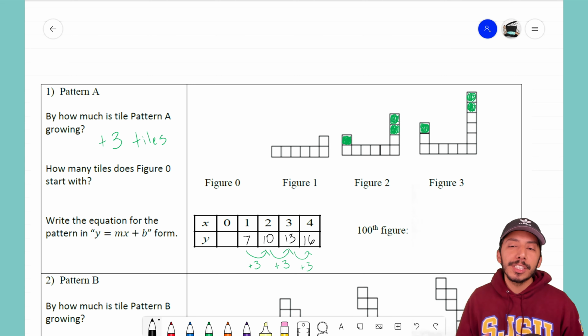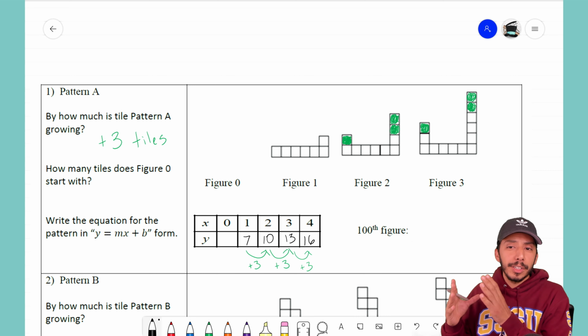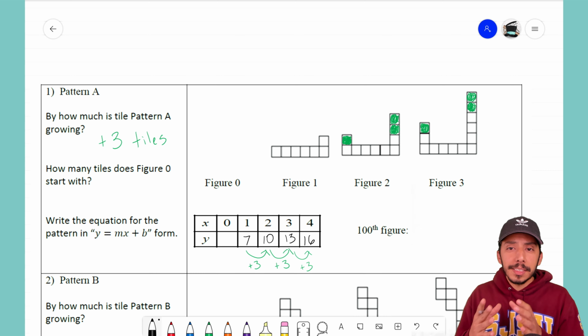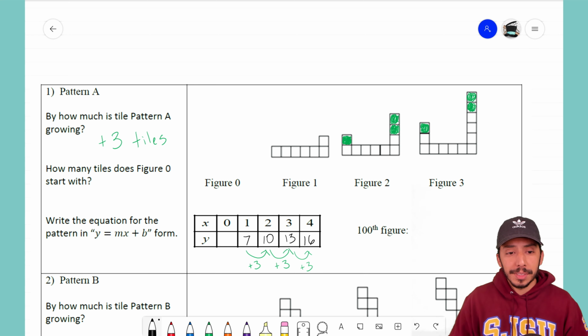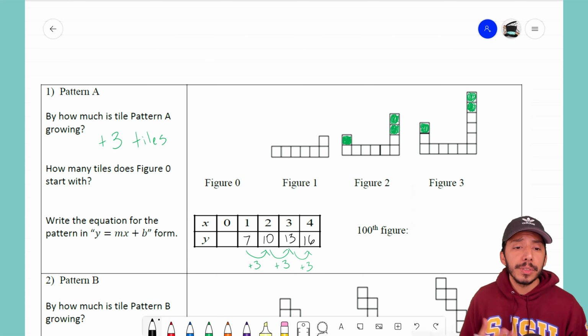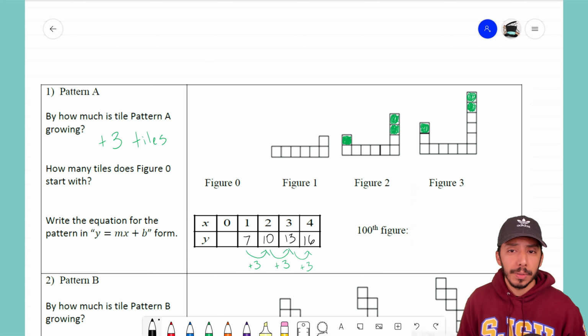And so the table is just a great way of organizing our data points so we can see clearly as we move from one figure to the next, we are adding those 3 tiles. Now the next question on the left side says, how many tiles does figure 0 start with? You'll notice that figure 0 here is blank. We don't have the diagram drawn here, and we want to figure out how many tiles start with figure 0. Well, what might be helpful is to refer back to our table.